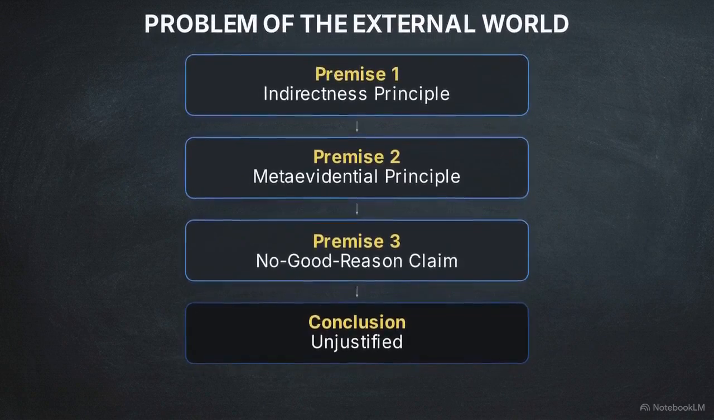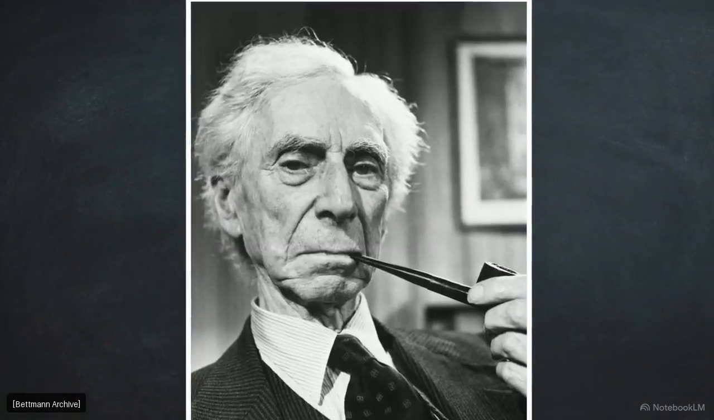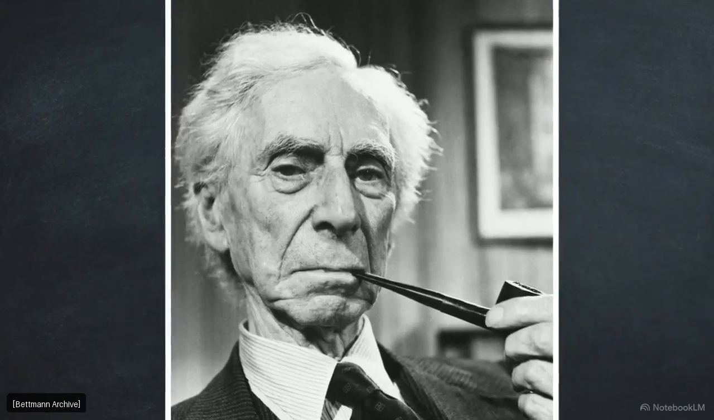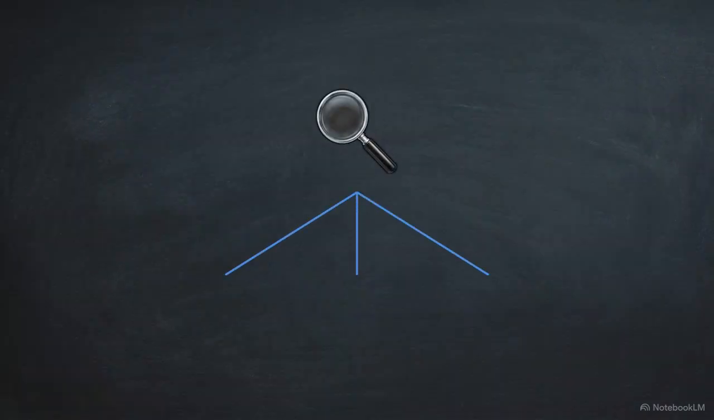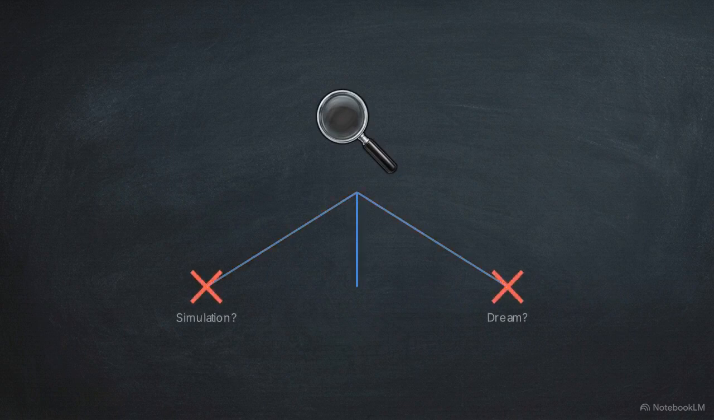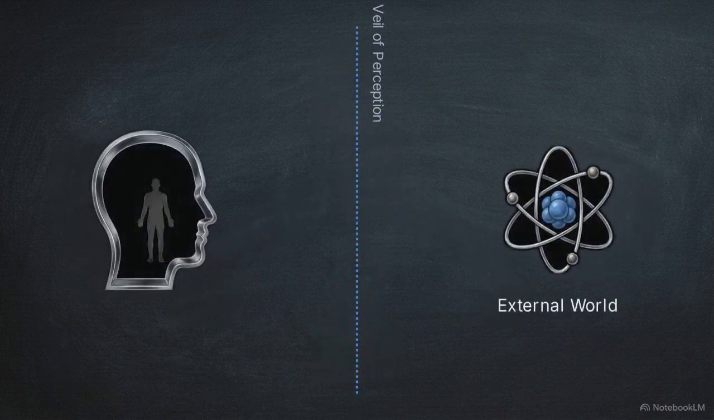Classical foundationalists decided to target premise 3, the claim that we have no non-circular reasons to trust our senses. Thinkers like Bertrand Russell argued that we do possess non-circular reasons to trust perception. They relied heavily on abductive inference. Abductive inference is a logical method that starts with an observation and seeks the simplest and most likely explanation for it. This diagram illustrates abduction in practice.